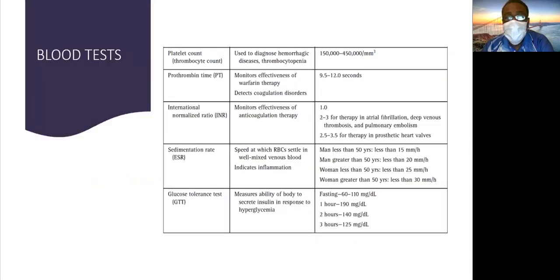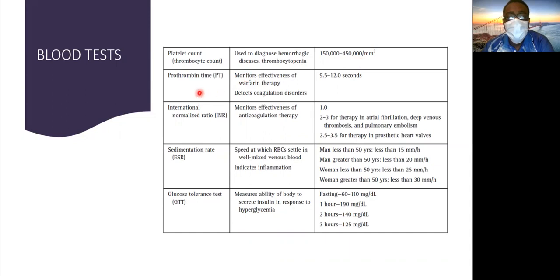So our platelet count measures the number of circulating platelets, and this is used to diagnose hemorrhagic diseases and thrombocytopenia. A platelet count of less than 100,000 signifies the presence of thrombocytopenia. Your normal platelet count should be between 150,000 to 450,000 per millimeter cubed.